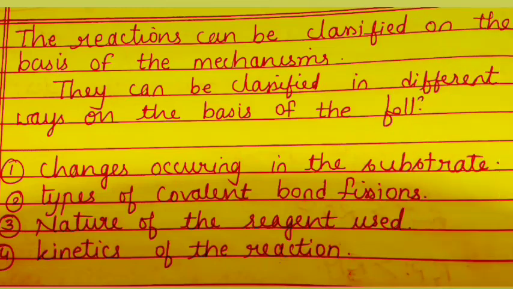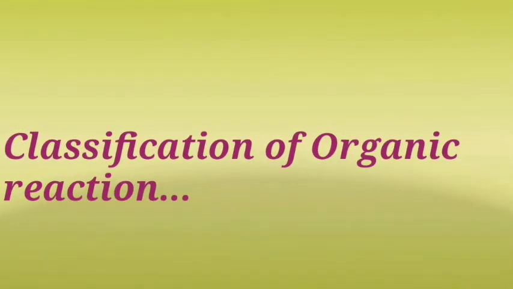So students, the reactions can be classified on the basis of the mechanism. They can be classified in different ways on the basis of the following. First is changes occurring in the substrate. Second, types of covalent bond fission. Third, nature of reagent used. And fourth, kinetics of the reaction. So students, let us see in detail the classification of organic reaction.